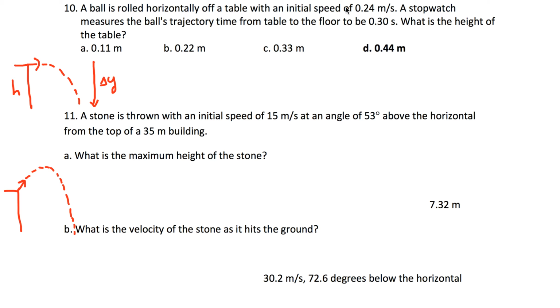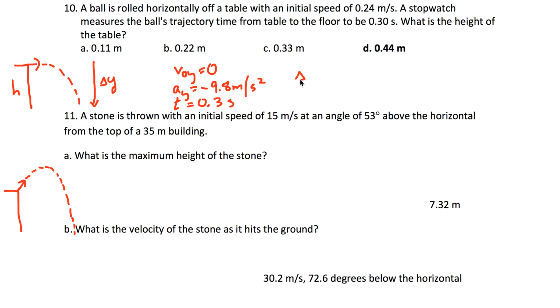Well, when we're launched horizontally, that means that we're not launched vertically, so v initial y is 0. And then the acceleration in the y direction is always negative 9.8. And we're given the time it takes, 0.3 seconds to get to the ground. So we are given three variables in the y direction. We don't even have to look at the x direction. We can use an equation to solve for delta y.